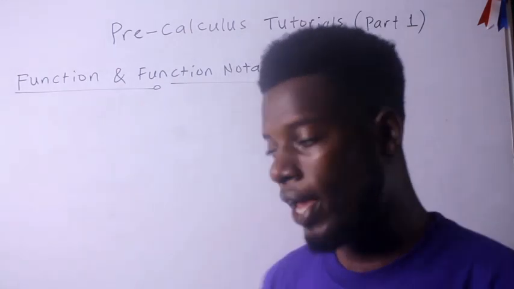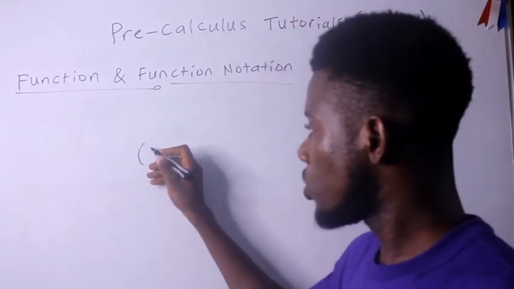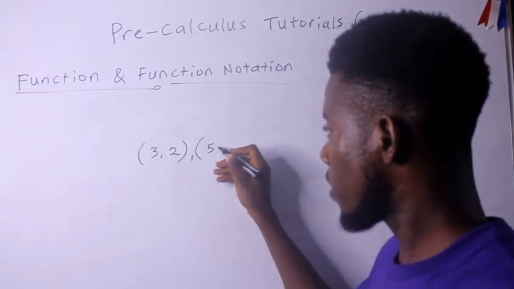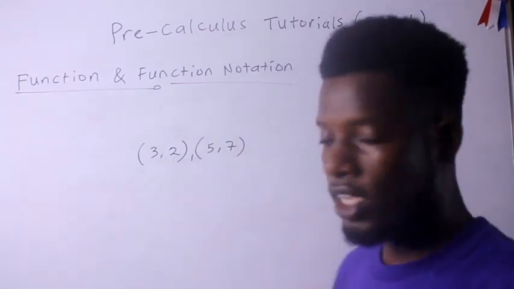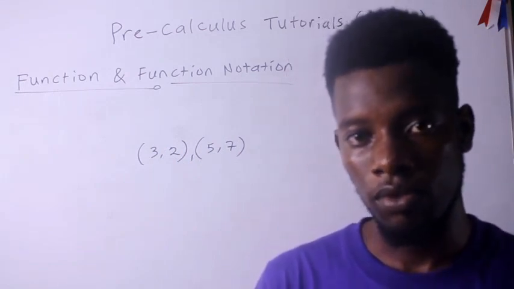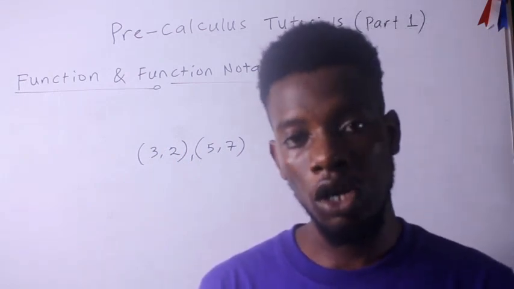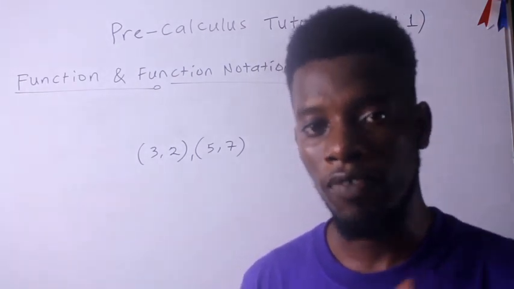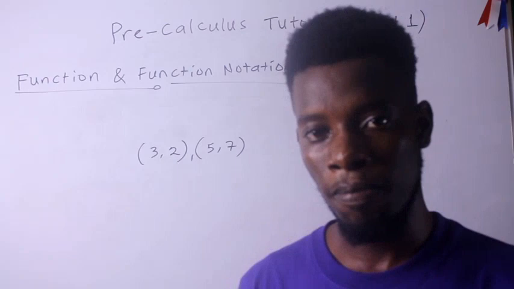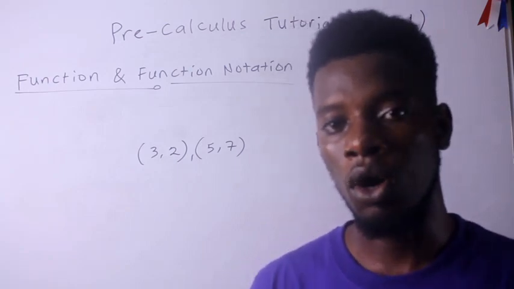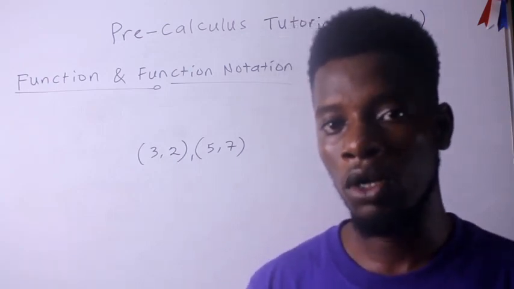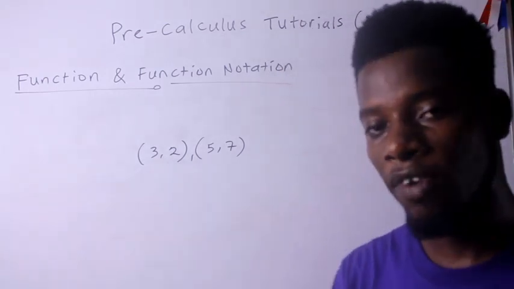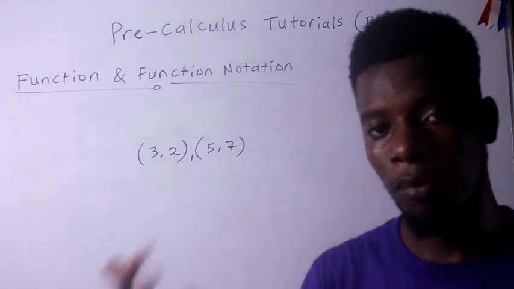So if we have an ordered pair, parenthesis 3, 2, and then we have another ordered pair 5, 7, we say this is a relation. In an ordered pair, the first value is always called the input value or the domain, and the second value is called the output value or the range. So in this case, 3 is the input value and 2 is the output value.